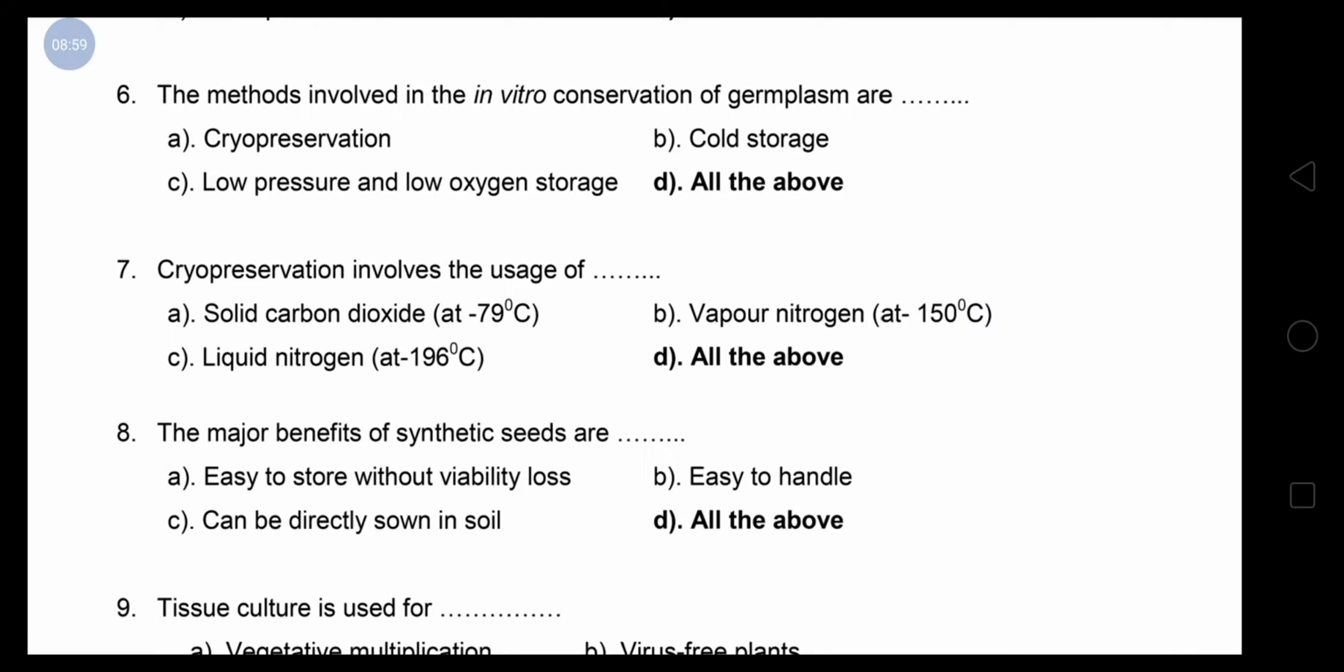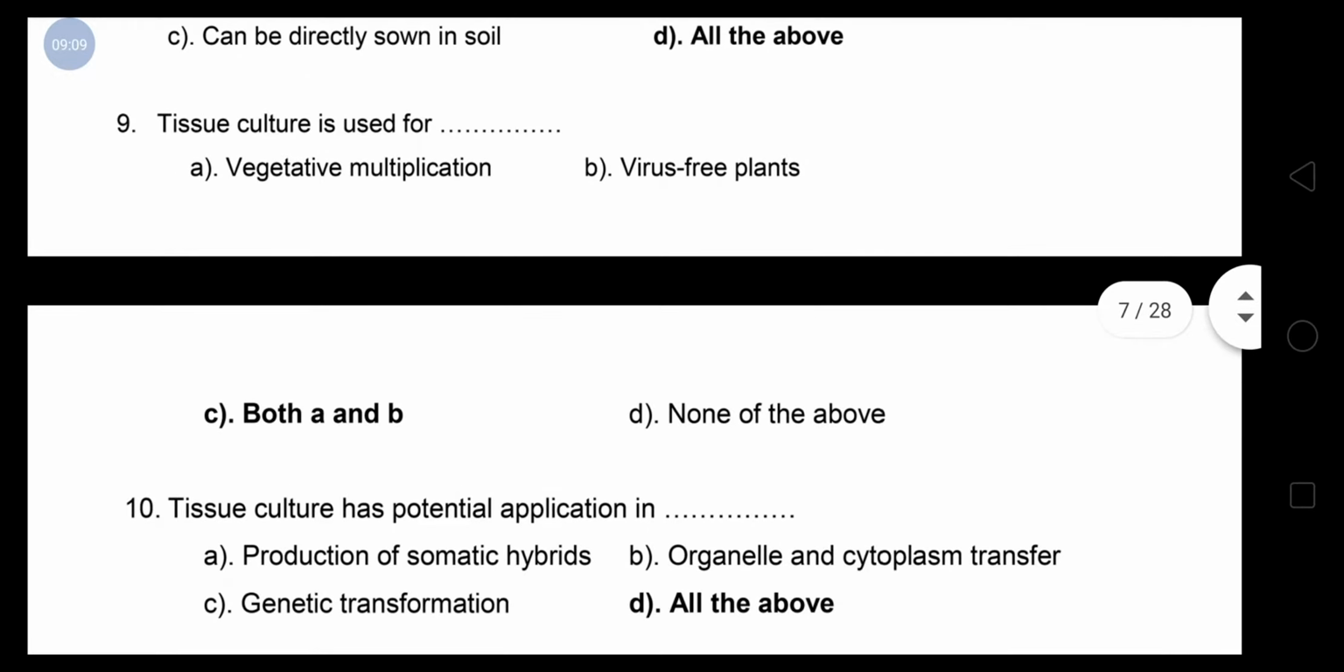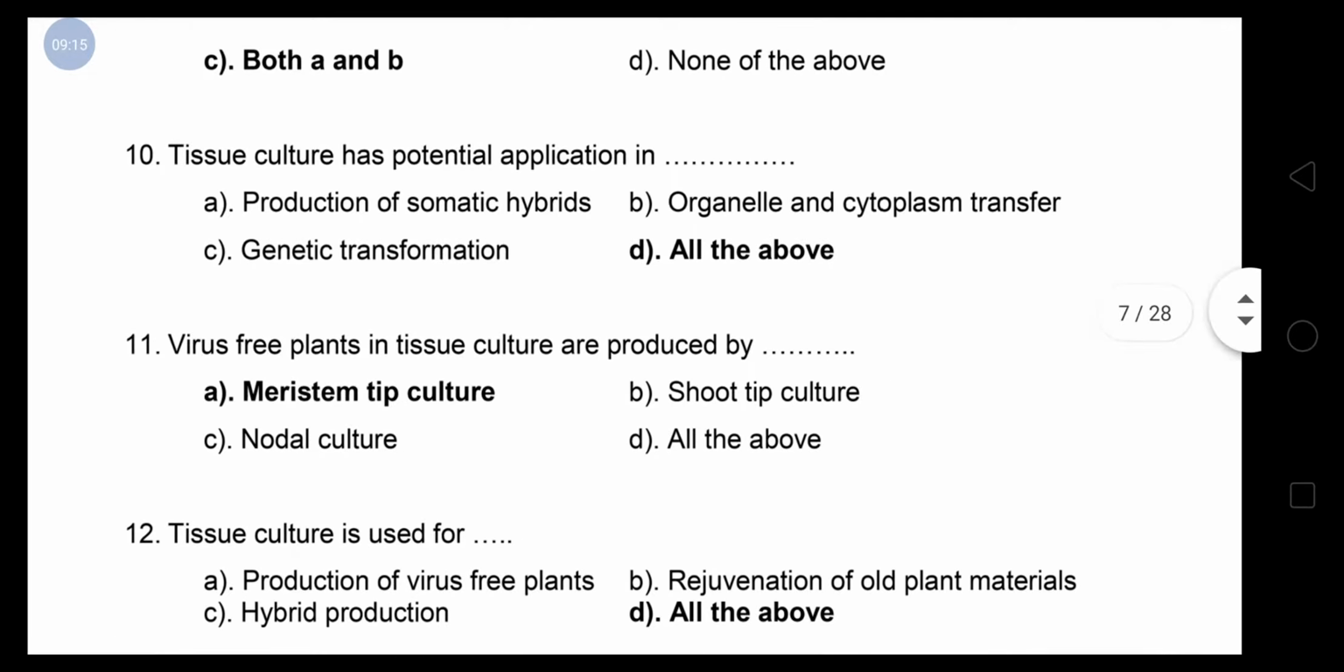Major benefits of synthetic seeds are that they are easy to store without viability loss, easy to handle, and can be directly sown in soil. Tissue culture is used for vegetative multiplication to get virus-free plants. Tissue culture also has potential application in production of somatic embryos, organelle and cytoplasm transfer, and genetic transformation.